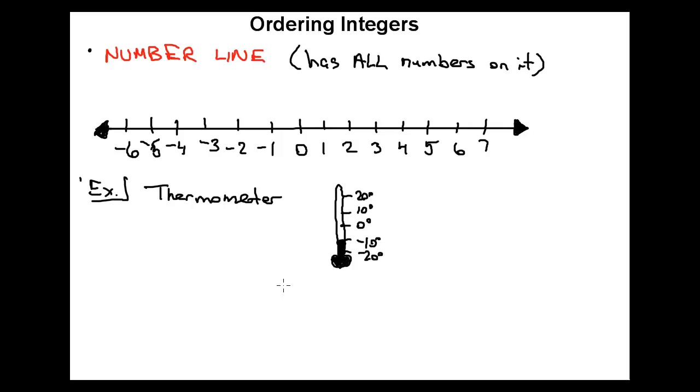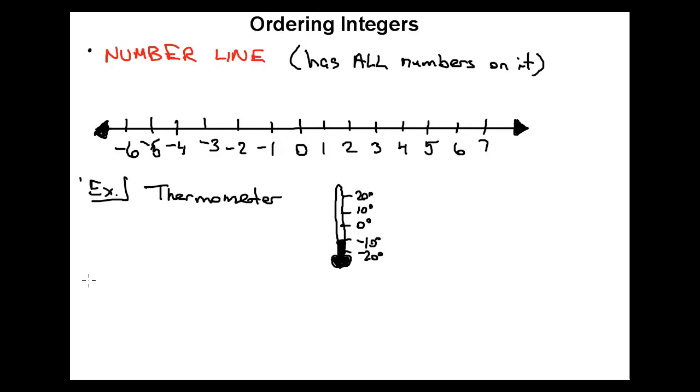Now, notice how the thermometer looks exactly like the number line, except instead of going side to side, it goes up and down. So if you can't remember how a number line looks, just think of a thermometer. It has a 0 somewhere in the middle, and then the negative numbers go on one side of the 0, the positive numbers go on the other side of the 0. And notice that they're mirror images.